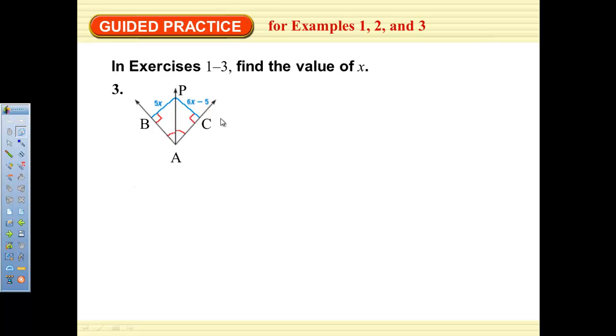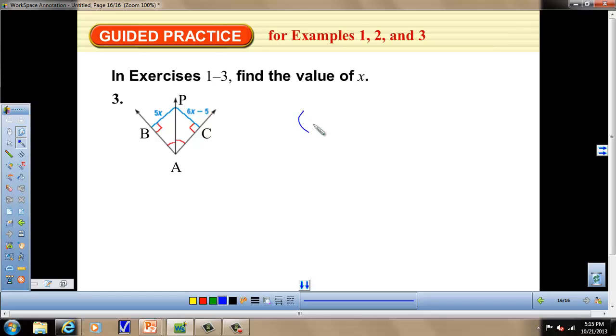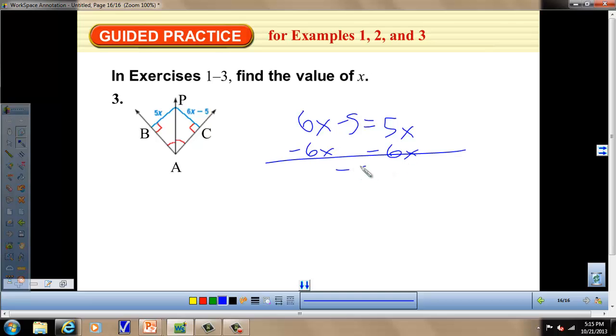And here's one more. Again, these two angles are equal, so these two lengths, PB and PC, show that point P is equidistant from either side of the angle there. So we would be able to say that 6x minus 5 is equal to 5x. If we subtract 6x from both sides, we get negative 5 is equal to negative x, and dividing both sides by negative 1, x is equal to 5.